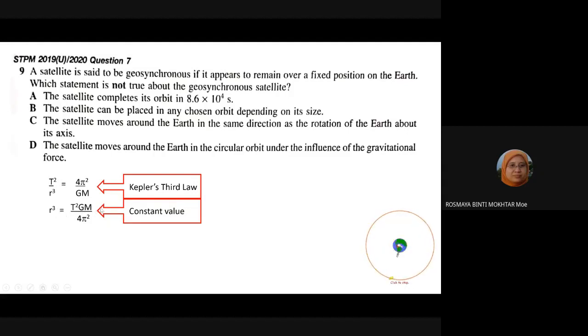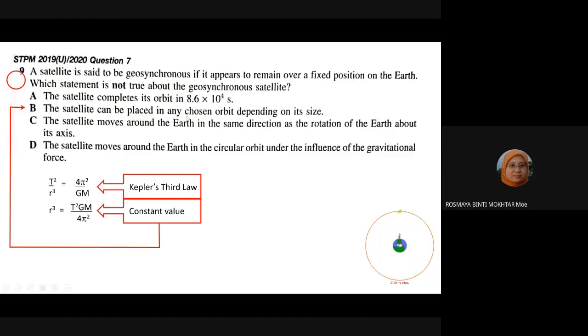A geosynchronous satellite must be at a certain position and also have the same period as the Earth. One more characteristic is that it is on the equator. On top of the equator is the best position. If you calculate 24 hours, it equals 8.6 times 10 to the power 4 seconds. So A is true.